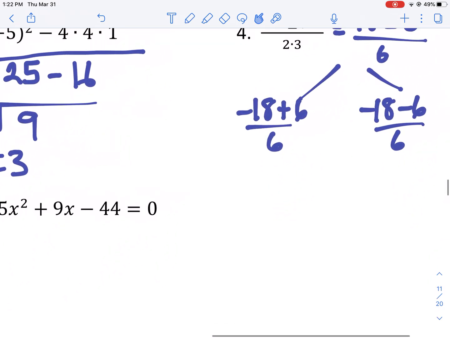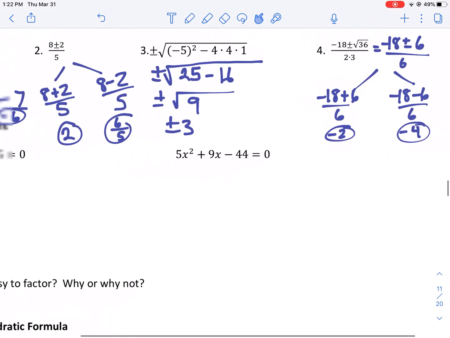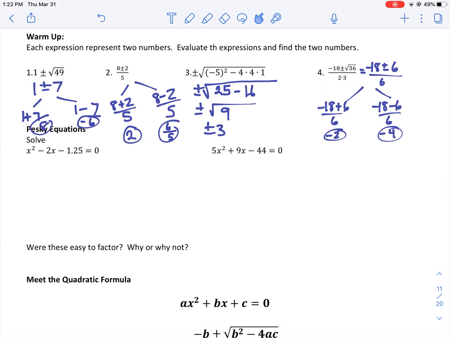So negative 18 plus 6 is negative 12, divided by 6. So one is negative 2. Negative 18 minus 6 is negative 24, divided by 6 is negative 4. All right, so let's take a look, and I want you to try solving these.